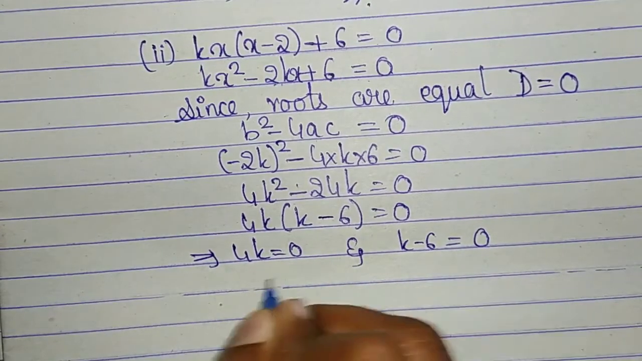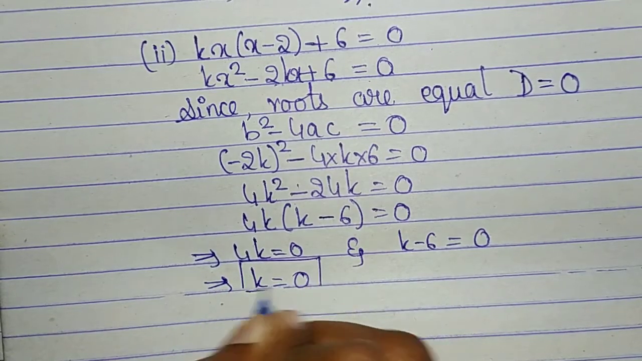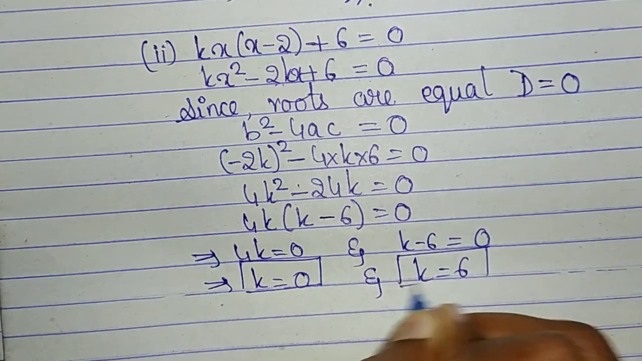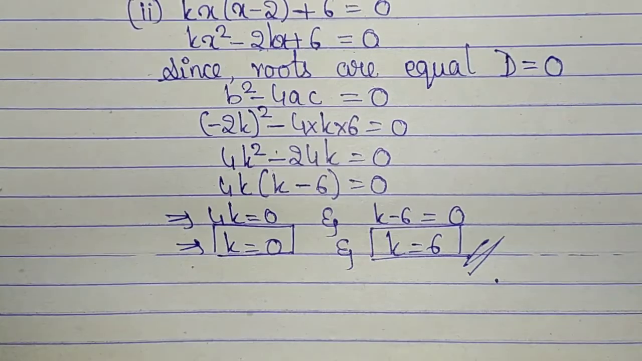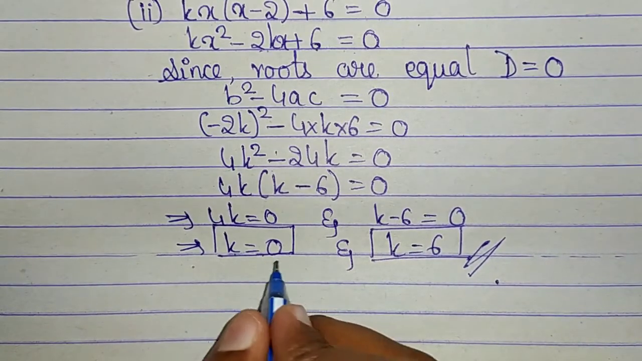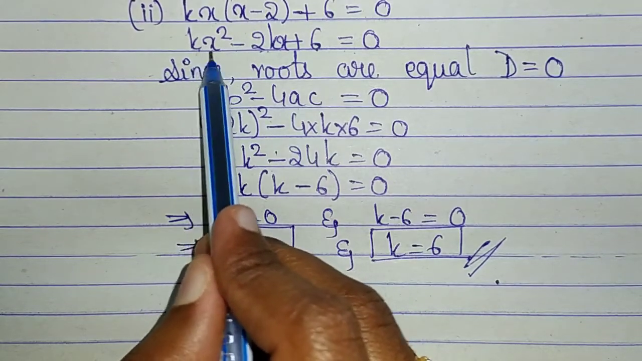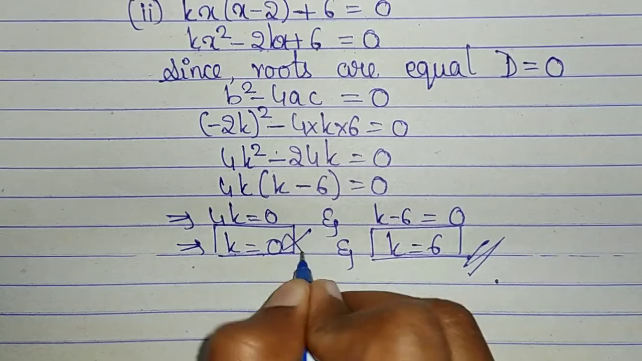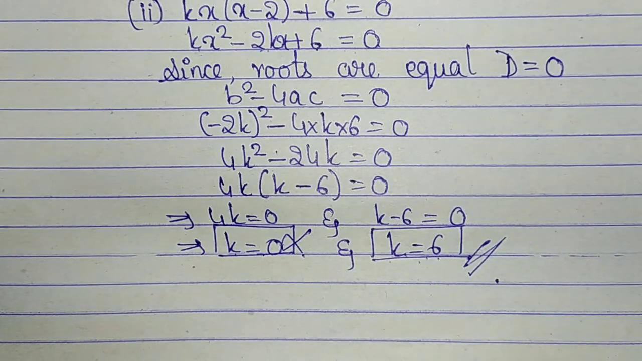So we get 2 factors from that. One value is k is equal to 0 and another value is k is equal to 6. These are the required solutions. k equals 0 is not possible because k is also the coefficient of x square and a cannot be equal to 0. So this is not a possible solution. So k is equal to 6 is the only required answer.